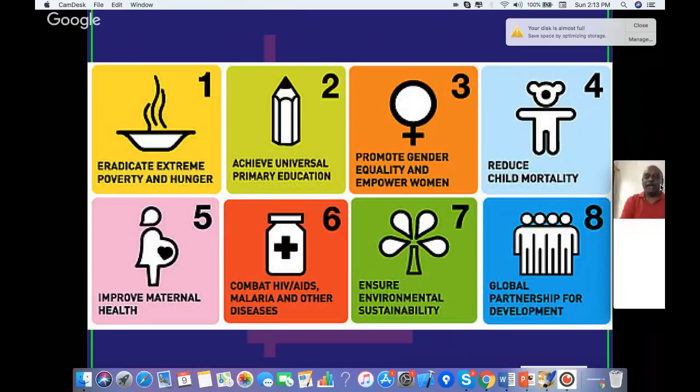Eradicate extreme poverty and hunger. Garibi Hatao, Indira Gandhi's slogan. Achieve universal primary education. Number 3, promote gender equality, empower women, Kerala, Zindabad. Reduce child mortality. Number 4, improve the mother's health. Mere paas gaadi hai, bangla hai, sab kuch hai. Magar mere paas MDG 5, improve maternal health, ma hai mere paas. Be very sure. Combat HIV, AIDS, malaria and others is 6. Ensure environmental sustainability, paryavaran ko bachao.